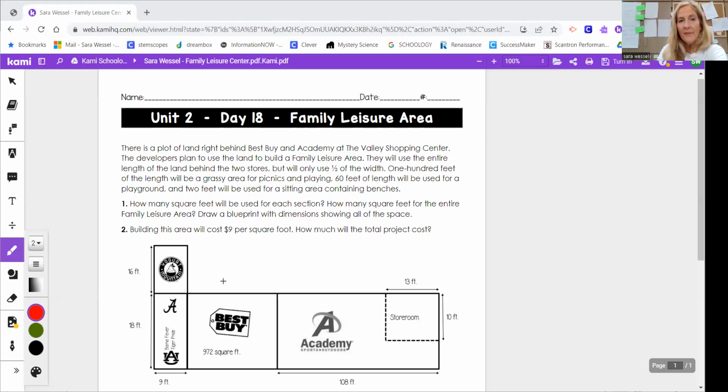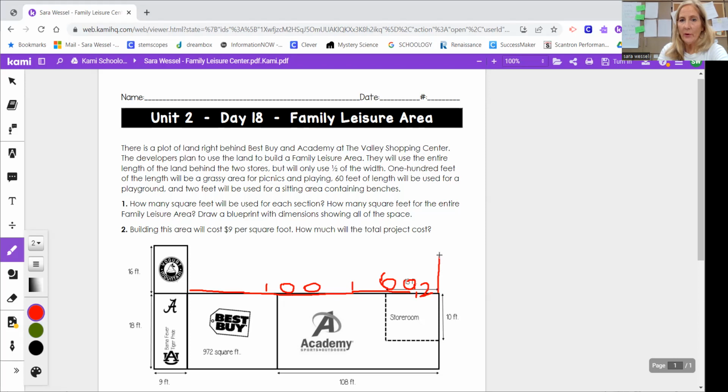We found out that they have a building space back here behind the Valley Center Shopping Center. And they told us that they broke the length into several sections. 100 feet of length was one of the sections. Then the next one was 60. And the final one is 2 feet of length.